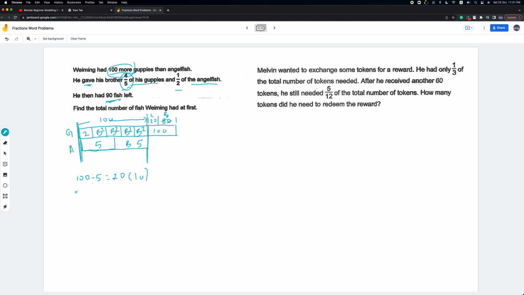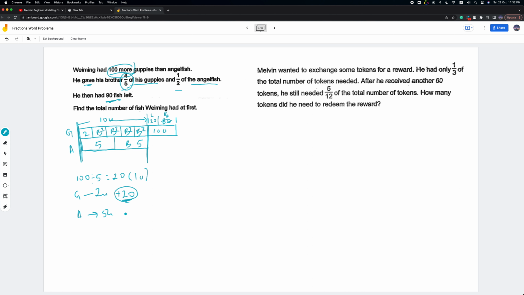So for the guppies, we have 2 units plus what? The 20 that we have here. Alright, so this is something that a lot of students can miss out. For the angelfish, we have 5 units left. Okay, now we're going to talk about this that has no units here. We're not going to care about the 80 because the 80 is given away already. So this is the one that has no units.